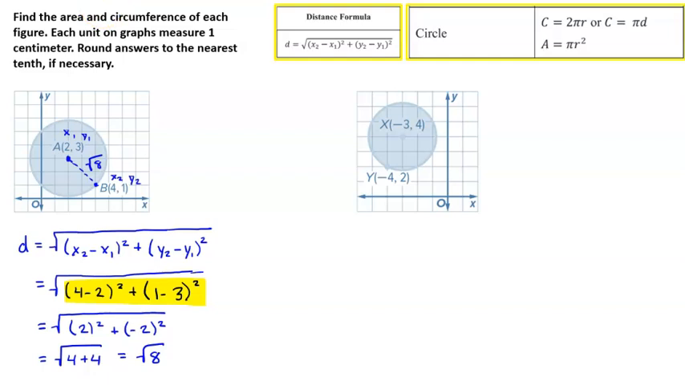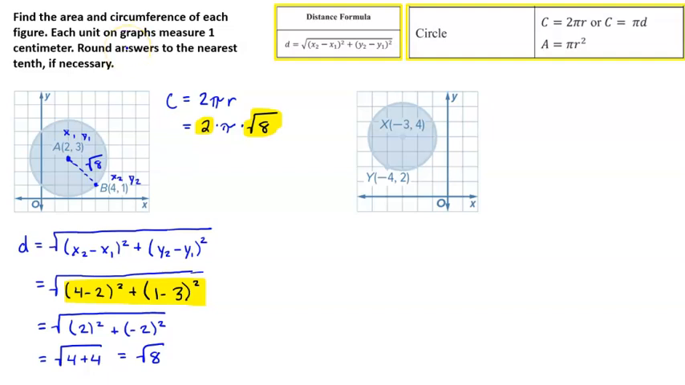All right, now let's take a look at our formulas. So we've got circumference is equal to 2 pi r, and so that's going to be 2 times pi times the square root of 8. If you are looking for the exact answer, you would simplify your radical, and then you would multiply your two numbers here and put those in the front.